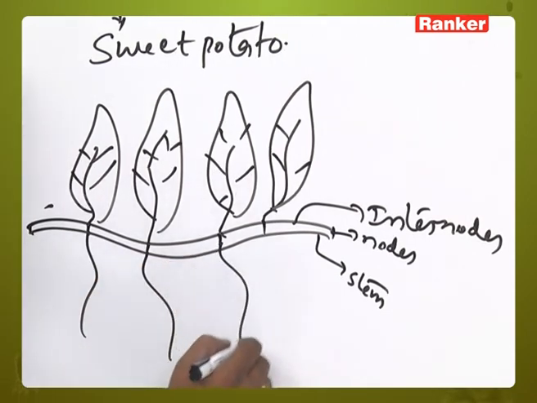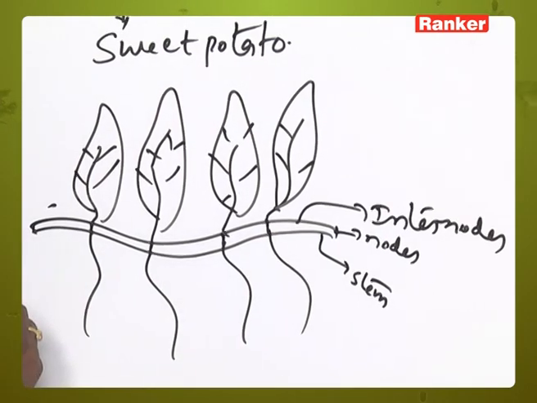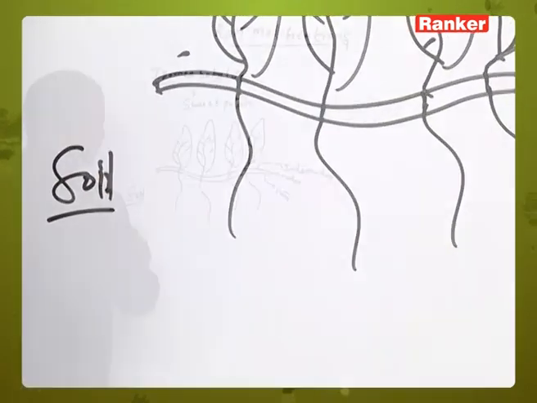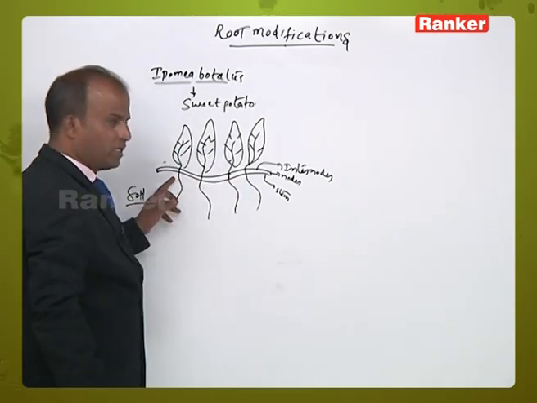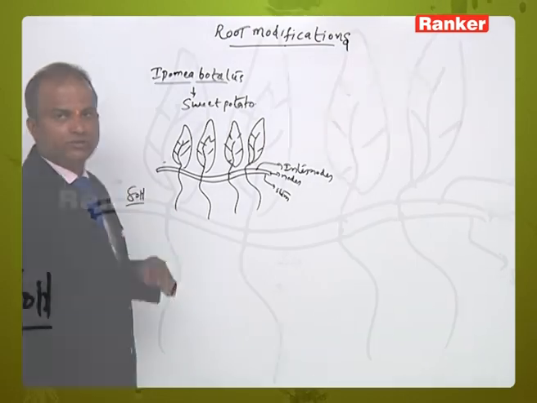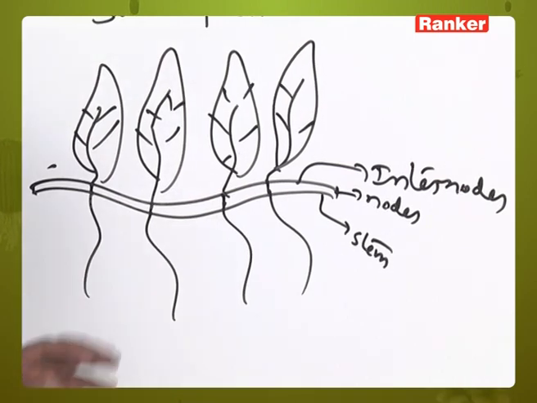Basal part of the node, it gives rise to which one here? Adventitious root. Where is it present? In the soil. Whereas the leaves and stem are aerial, the roots are underground. Roots are underground, opposite to the leaf.